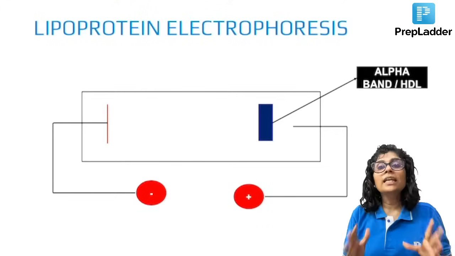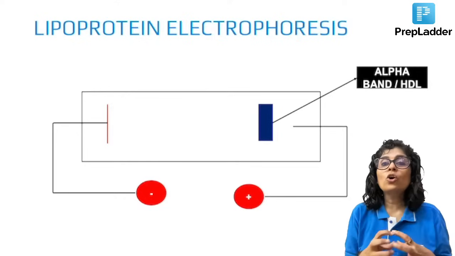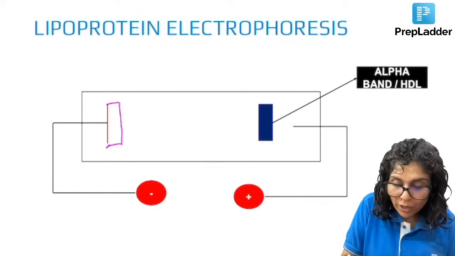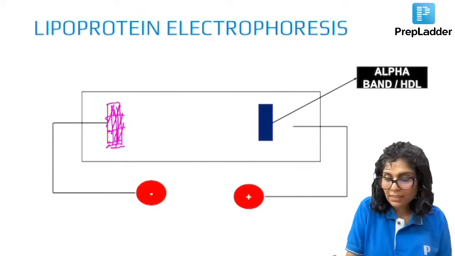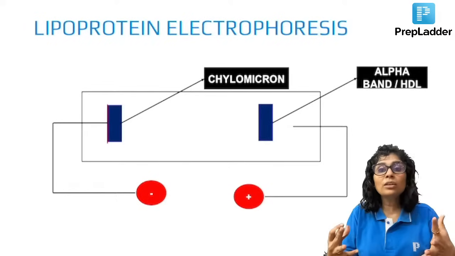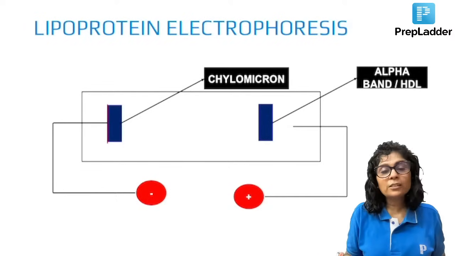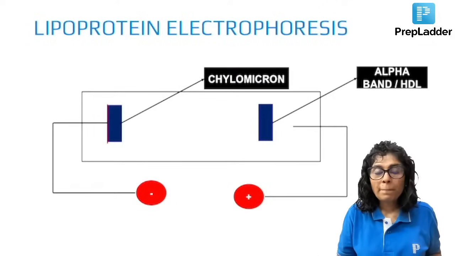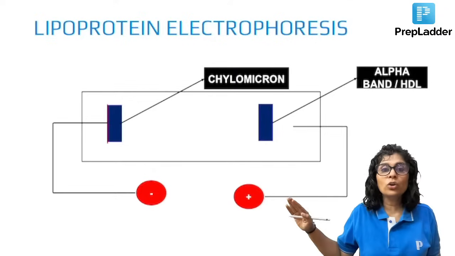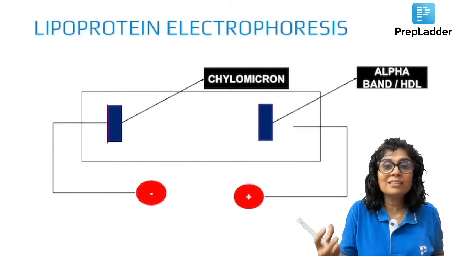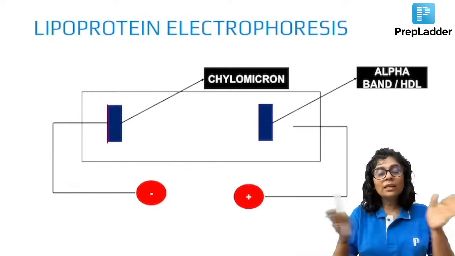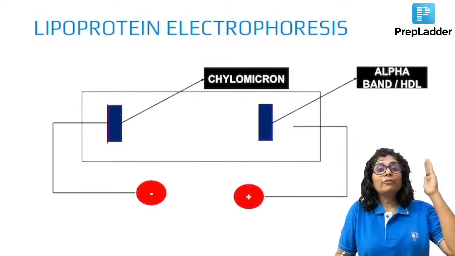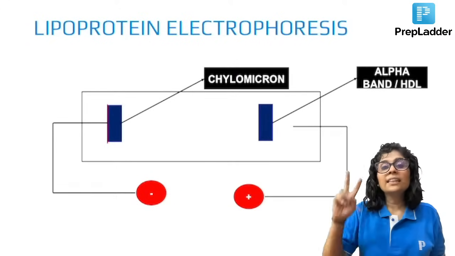In contrast, the lipoprotein which cannot move at all because of its largest size is chylomicron. So where will you see the chylomicron band? The chylomicron band is supposed to be present at the point of application, if at all it is present. Why am I saying if at all? Because for lipoprotein electrophoresis, you should run only a fasting sample, and a fasting sample does not have chylomicron, which is a result of dietary triacylglycerol. So in a normal person, you should not see a band at the point of application. But if you see a band at the point of application, then there are two reasons.